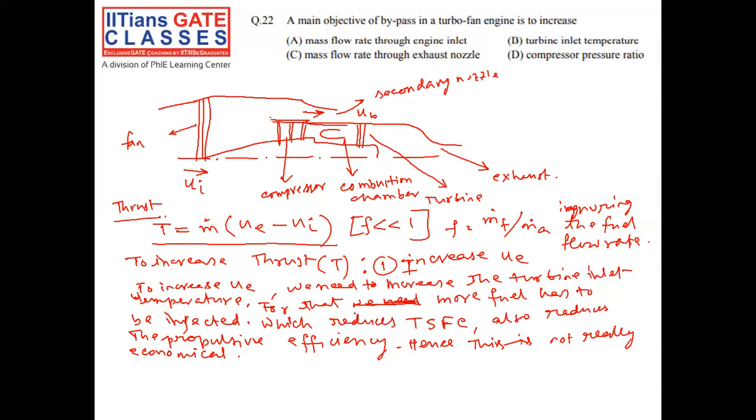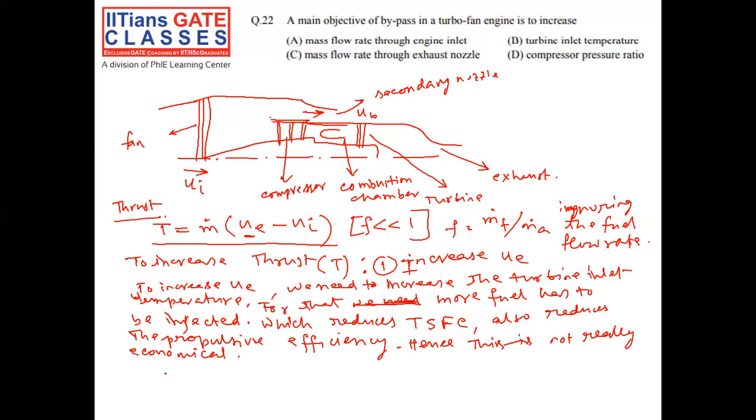This option is not really economical, right? So one way of increasing this thrust is to increase the exhaust velocity. Now if you have to increase the exhaust velocity, the turbine inlet temperature has to be increased. So to increase the turbine inlet temperature, we inject more fuel in the combustion chamber, which reduces the thrust specific fuel consumption ratio, which is not desirable, and also it reduces the propulsive efficiency of the engine, and hence this is not economical and not really suggested.